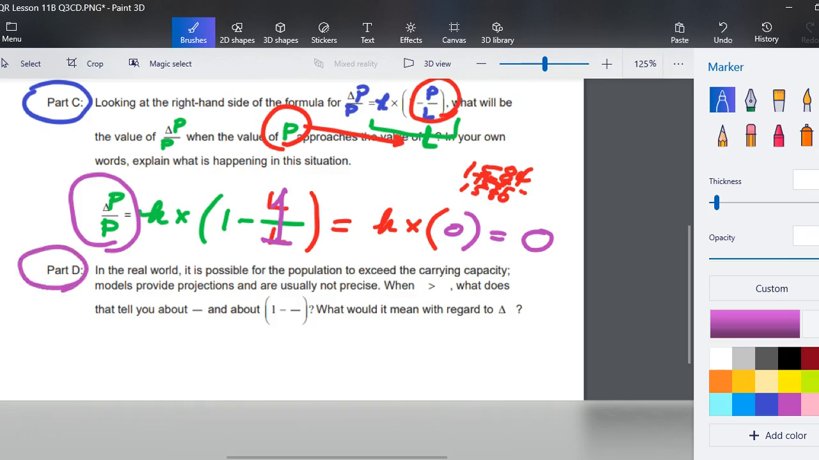Part D. In the real world, it is possible for the population to exceed the carrying capacity. Models provide projections and are usually not precise. When P, the population, is greater than the carrying capacity, what does that tell you about P over L and about 1 minus P over L? Another question, what would it mean with regard to the change in the population? Again, take time to hit pause, think on this, and then come back and we'll talk through it together.